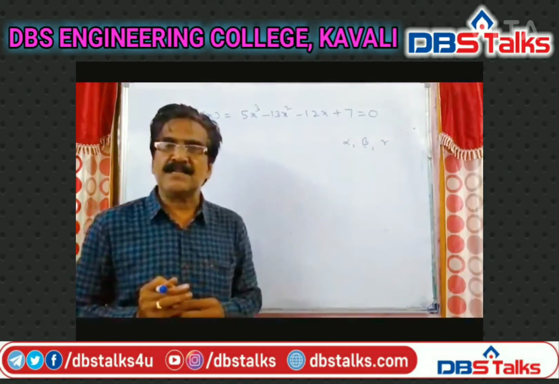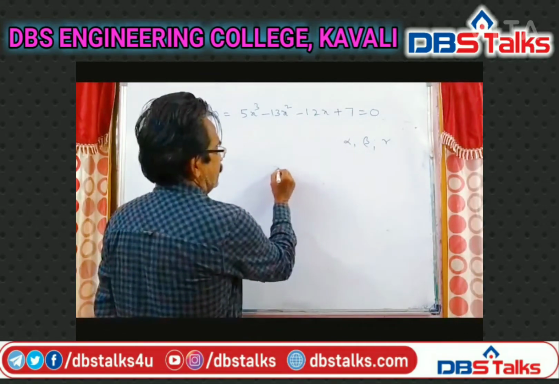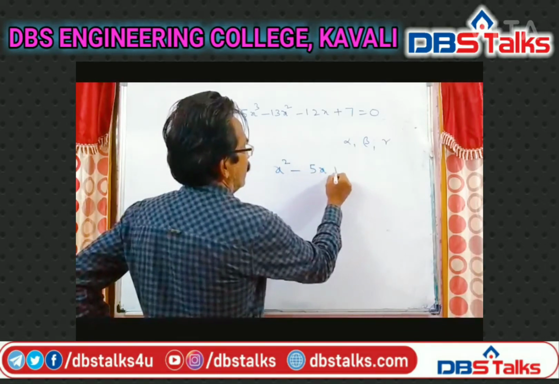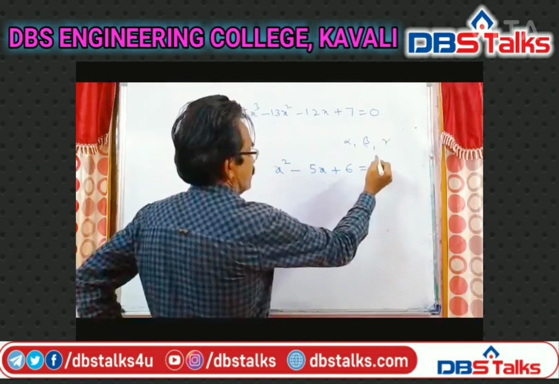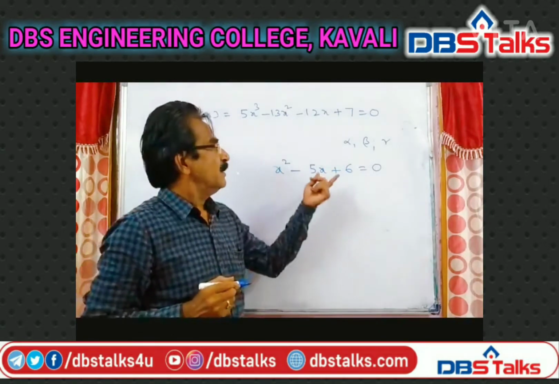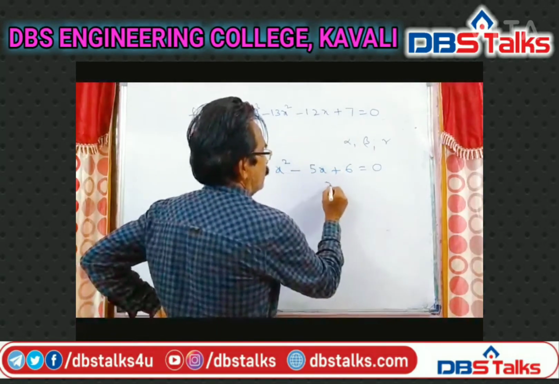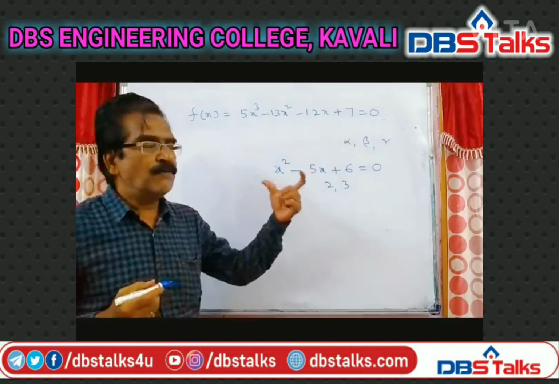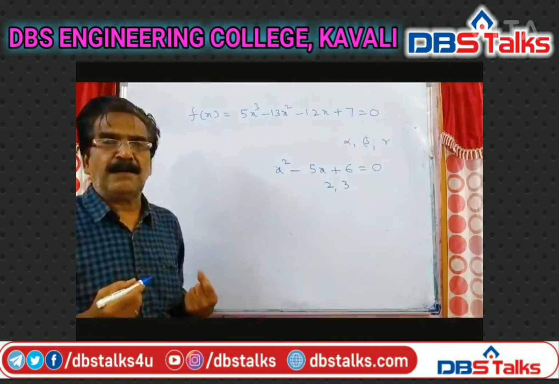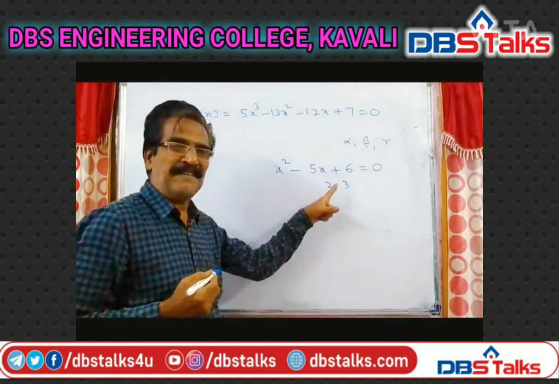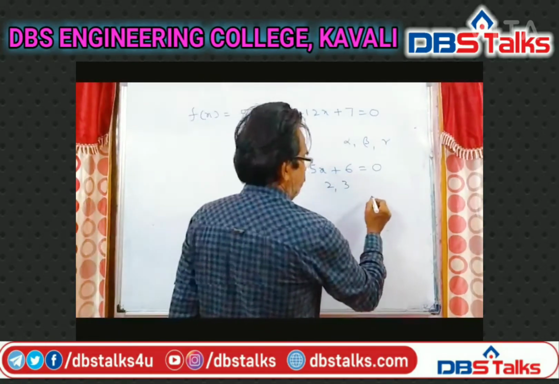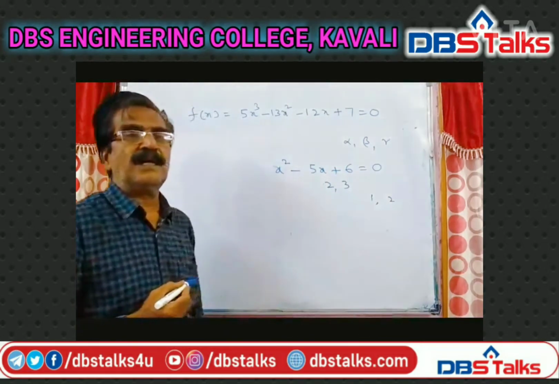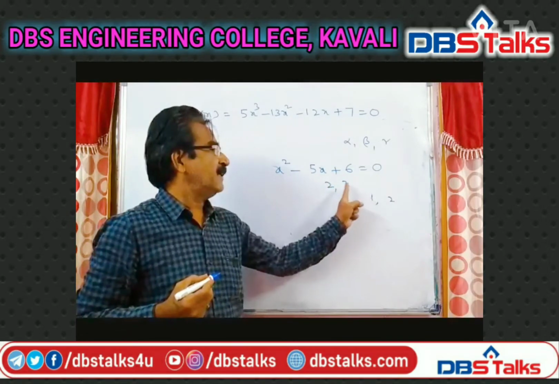I shall consider a small example for you. I am taking this quadratic equation, second degree polynomial, x square minus 5x plus 6 is equal to 0. The roots of this equation are 2, 3. We want a polynomial whose roots are diminished by 1. That is, we want a polynomial whose roots are 1, 2. Diminished by 1.